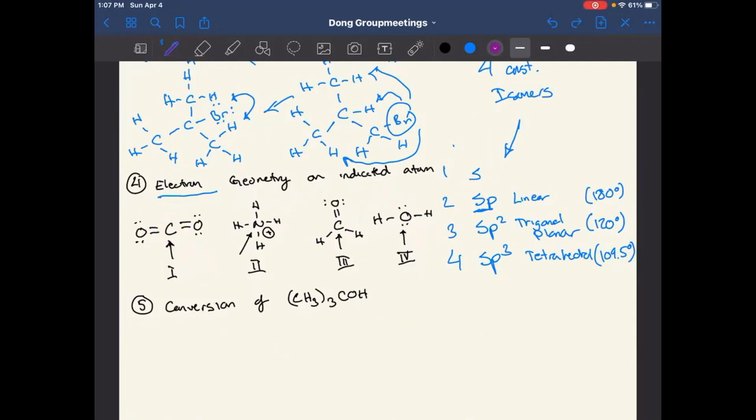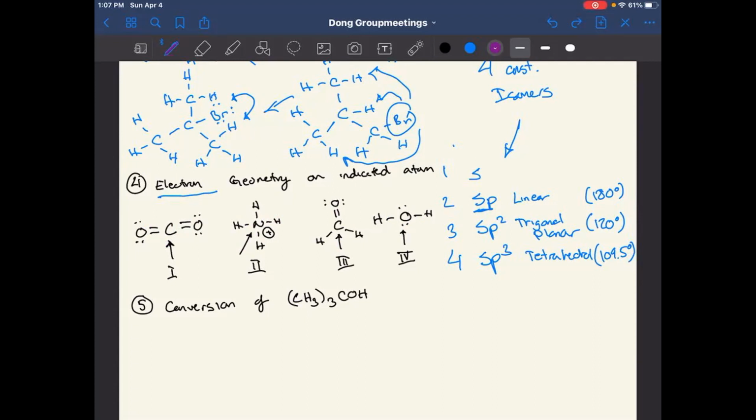Okay, so next we're going to talk about question number 4. What is the electron geometry on the indicated atom? For this, you want to think about how many things are attached to each atom. By thing, I include single bonds as a single thing, double bonds as a single thing, triple bonds as a single thing, and lone pairs as also a single thing.